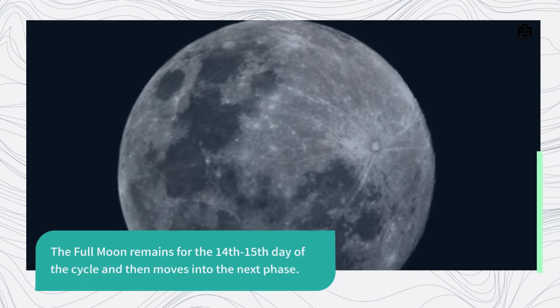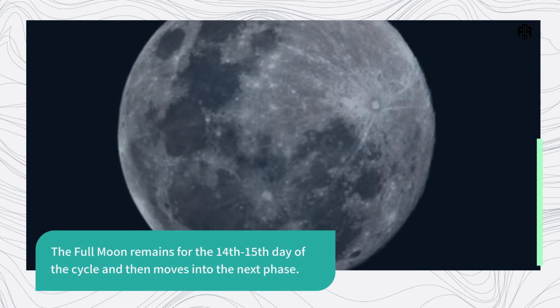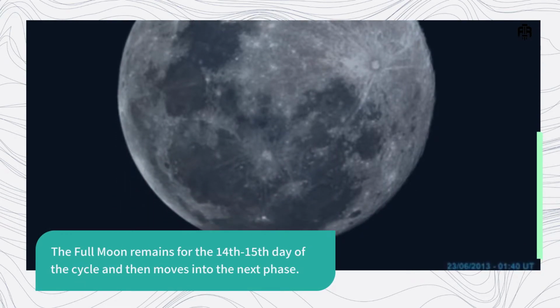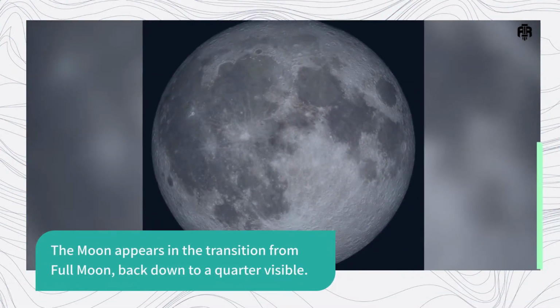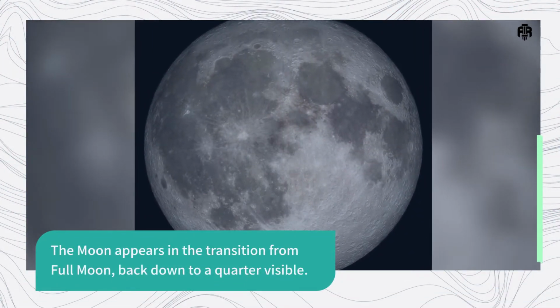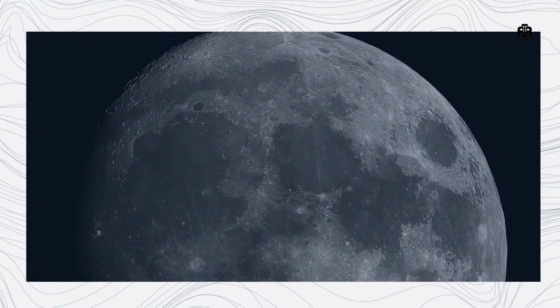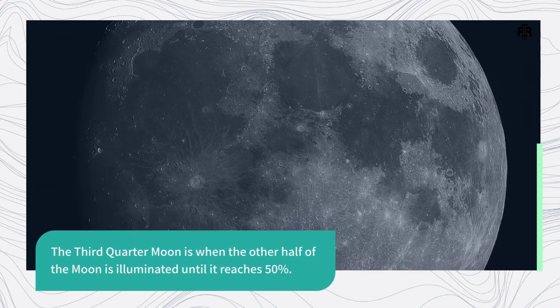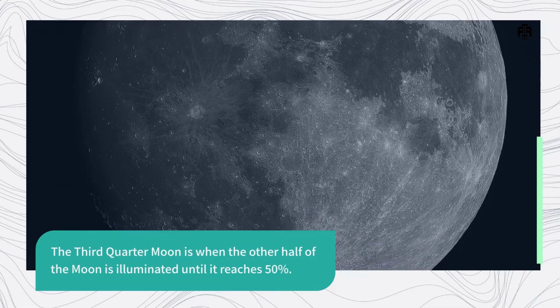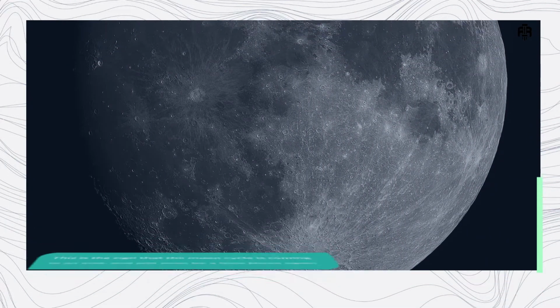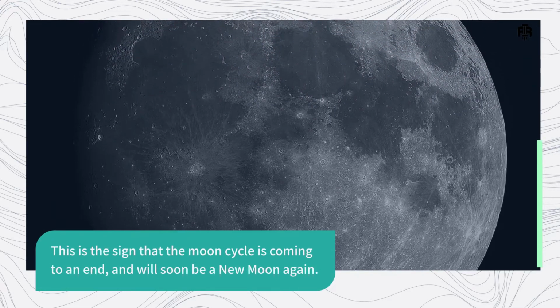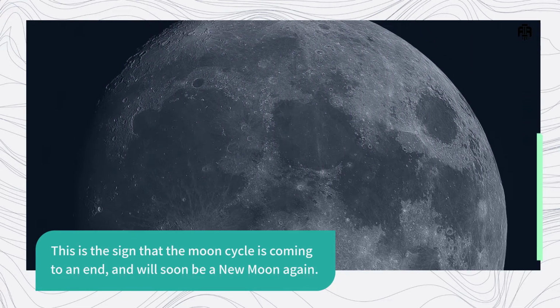The full moon remains for the 14th-15th day of the cycle and then moves into the next phase. The moon appears in the transition from full moon, back down to a quarter visible. The third quarter moon is when the other half of the moon is illuminated until it reaches 50%. This is the sign that the moon cycle is coming to an end, and will soon be a new moon again.